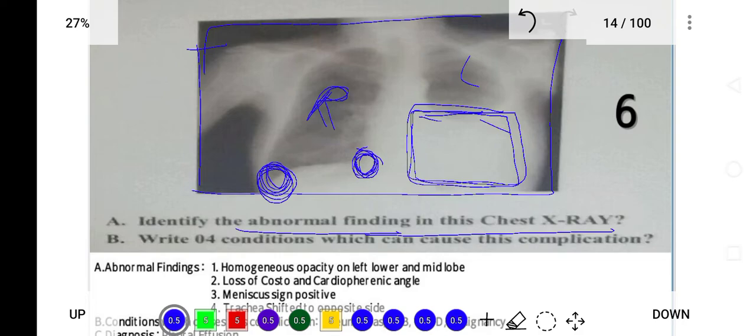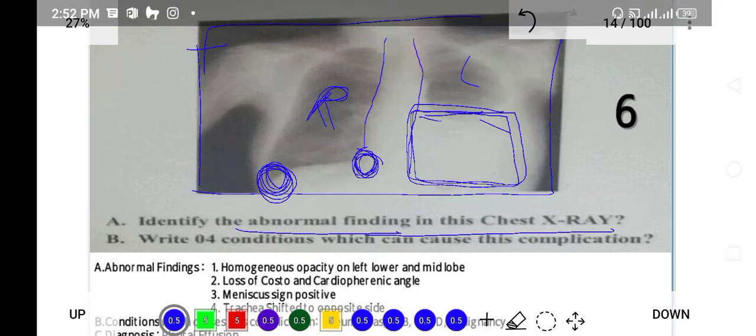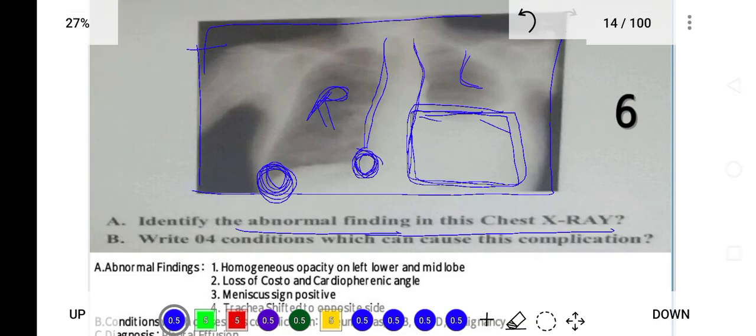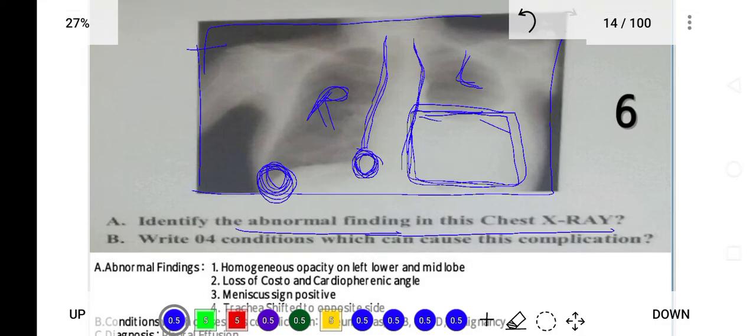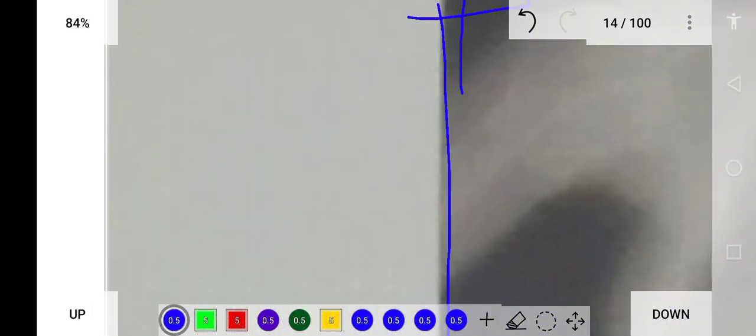Another thing which we have to see in this x-ray is the trachea, which is shifted towards the opposite lung, or shifted toward the right side, because the affected lung is the left side and the right side is normal. The trachea is shifted toward the right side, or we can say it is shifted opposite to the affected lung. The trachea is shifted opposite to the affected lung in two types of diseases.